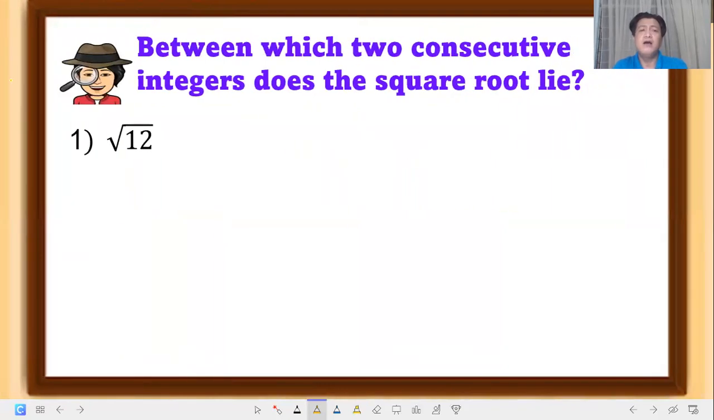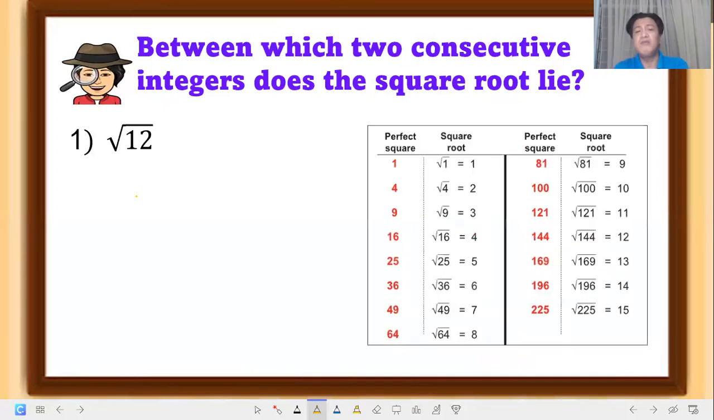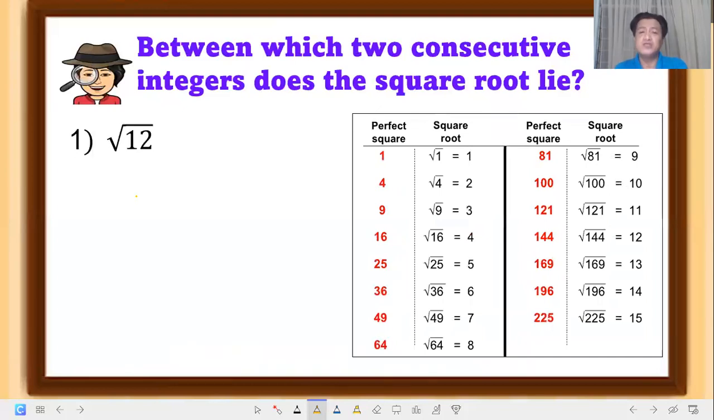Okay, so with that, between which two consecutive integers does the square root lie? Ibig sabihin nito, kukunin natin dito, saan ba natin makikita itong square root given natin, no? Saan sa pagitan ng aling magkasunod na integers. So kailangan dito, no, ma-memorize natin yung perfect square at yung kanilang square root. Or kung hindi man, kailangan maintindihan natin.